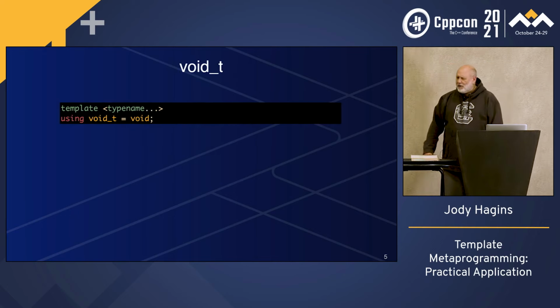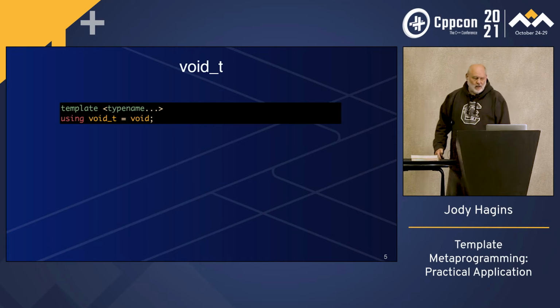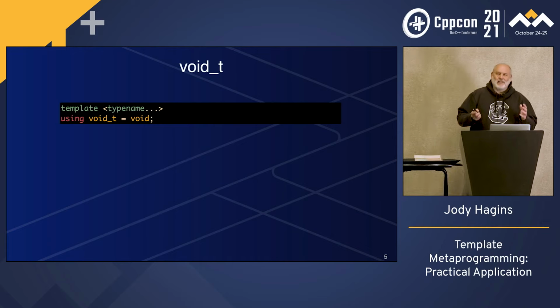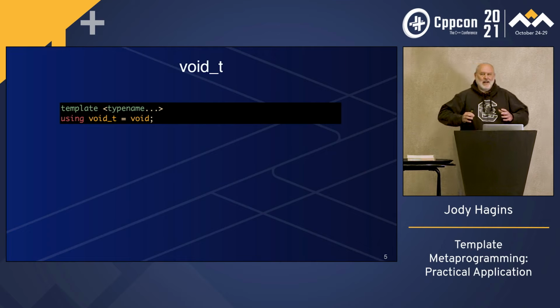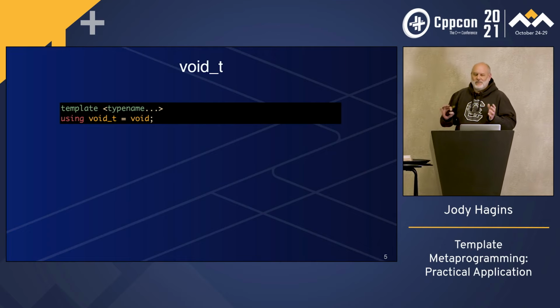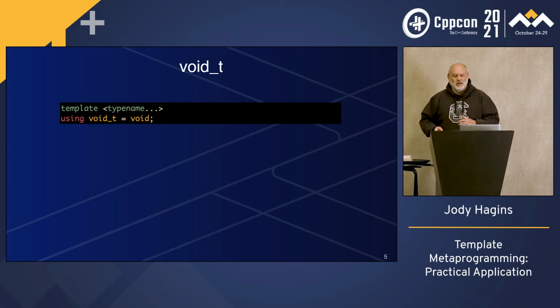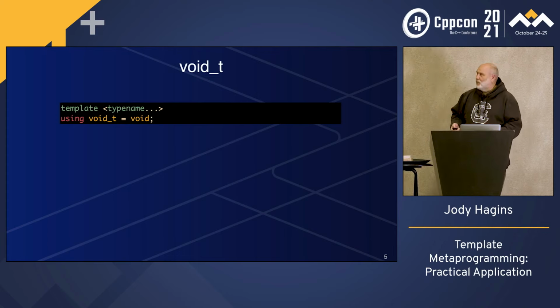And what we're going to talk about first is this thing called void_t. void_t is one of the simplest, yet most powerful snippets of code that you may ever encounter. It's got tons of utilization. It's very powerful and very simple.